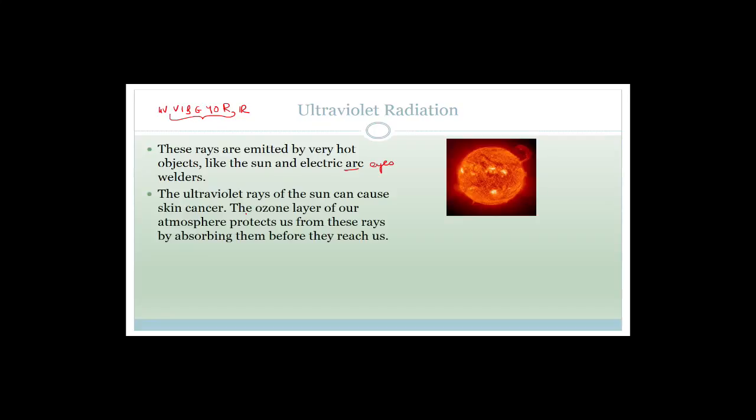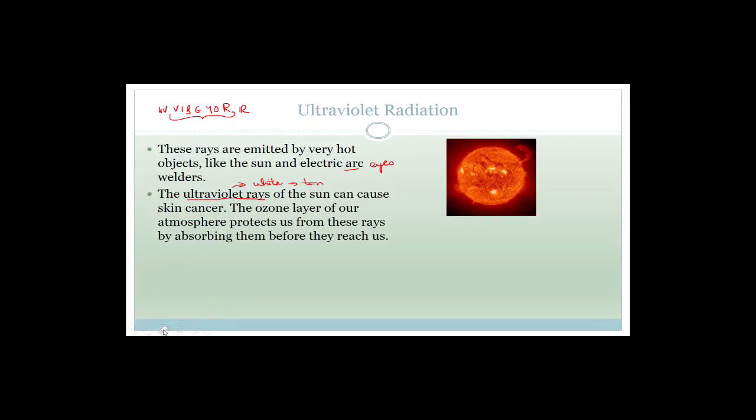Ultraviolet rays from the sun can cause skin cancer. These rays are what turn us white people, well, I say us, meaning me, into slightly darker white people. So if we lie in the sun, this is how we get a tan. The tan is caused by the ultraviolet, not by the skin cancer.